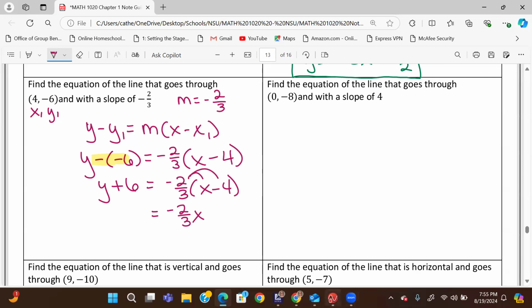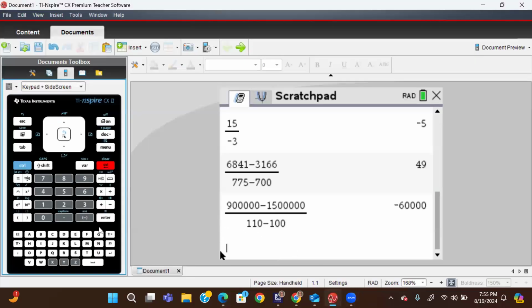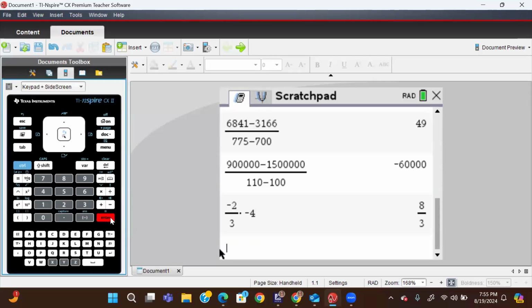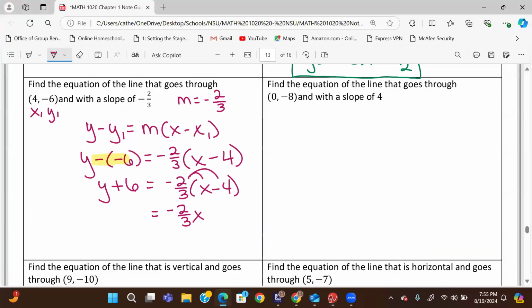So I'm going to flip over to the calculator. Negative, and let's put in our fraction bar, times -4. So I have -2/3 times -4. You hit enter and it gives you the fraction and it reduces it, so you get a positive 8/3.